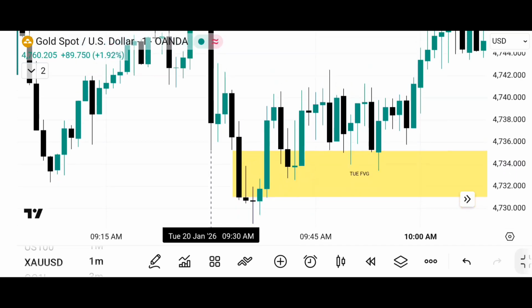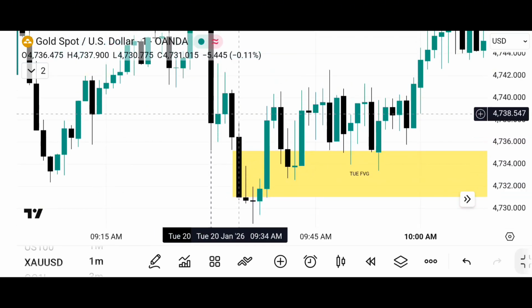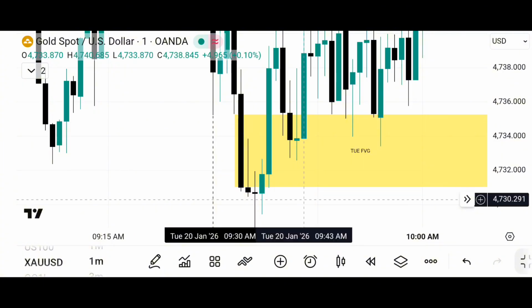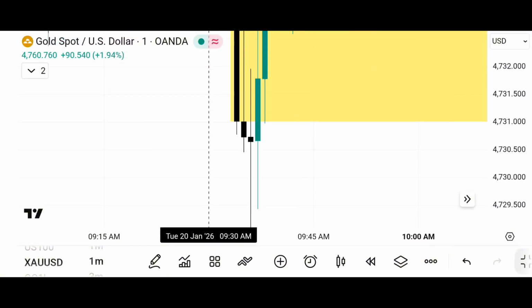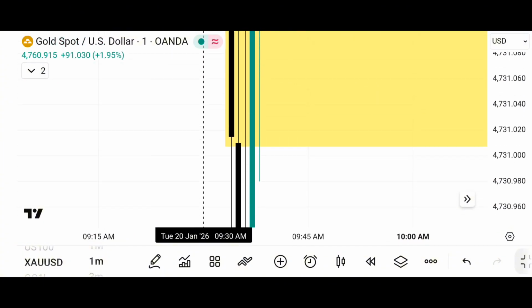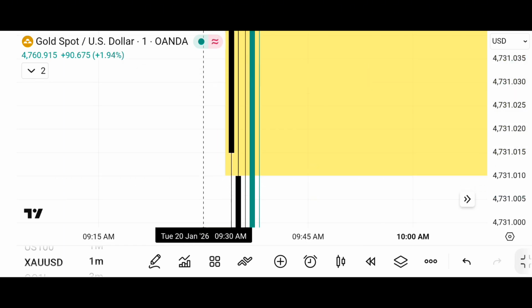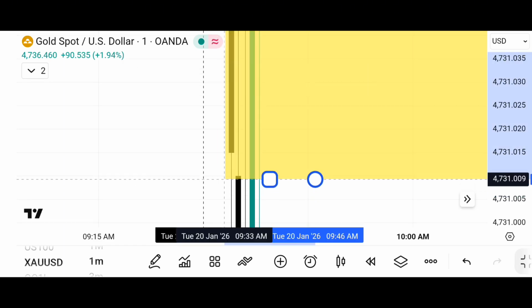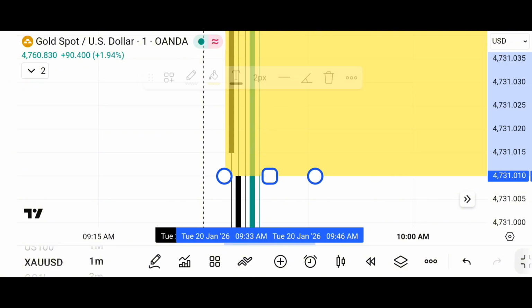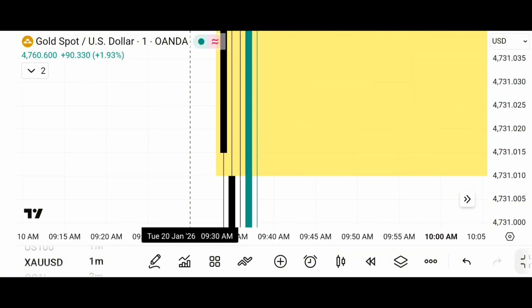So you see, this is 9:30. Now this is the first fair value gap created, and you can see I extended it down. Why? Because there's a volume imbalance below, very small. You have to give a space for the volume imbalance. You have to accommodate the volume imbalance as well.